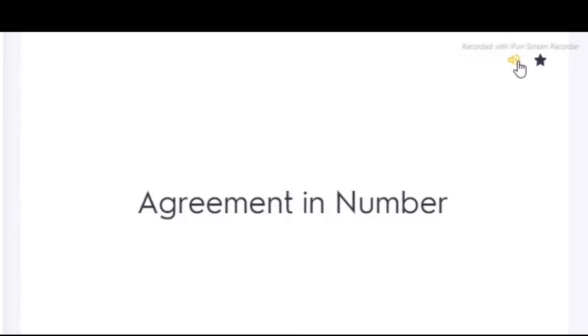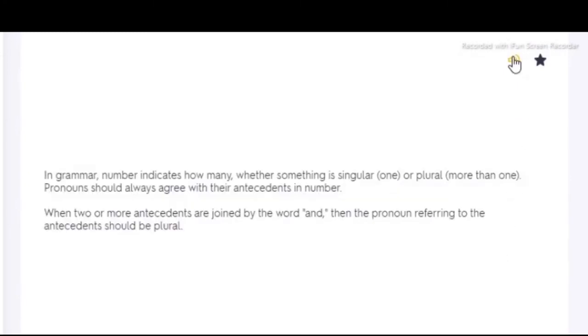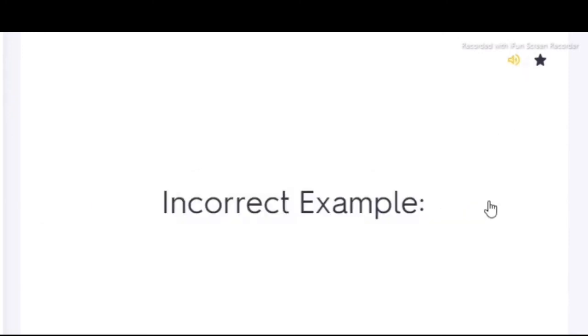Agreement in number. In grammar, number indicates how many, whether something is singular or plural. Pronouns should always agree with their antecedents in number. When two or more antecedents are joined by the word and, then the pronoun referring to the antecedents should be plural. Incorrect example: Helen and Ally showed us her Easter hat. Revised example: Helen and Ally showed us their Easter hats.